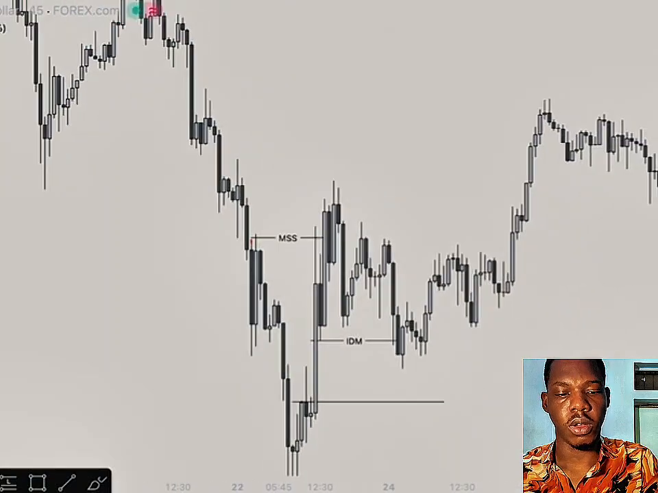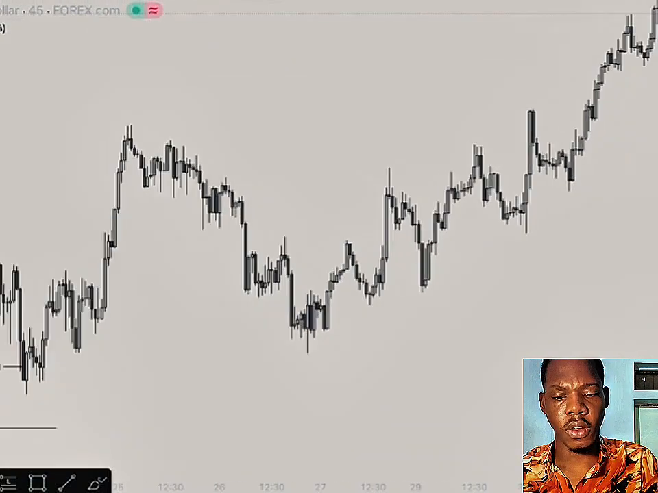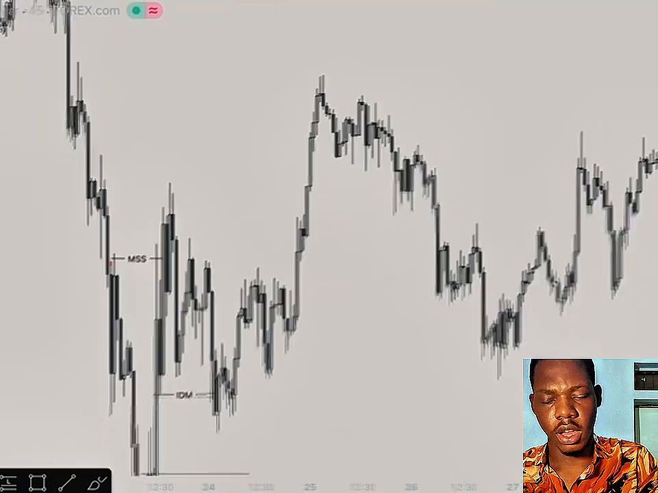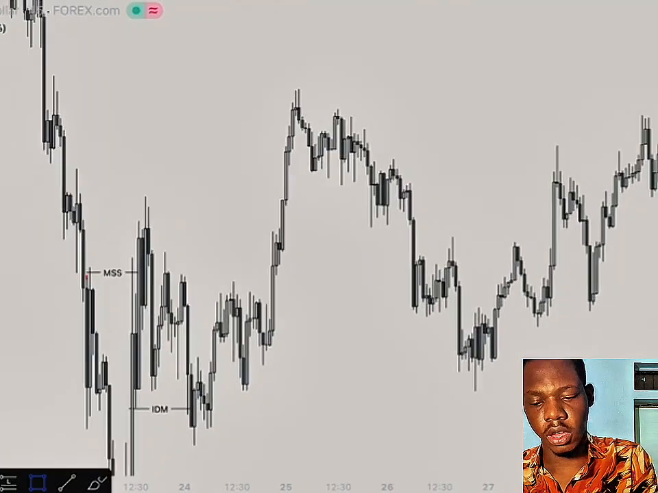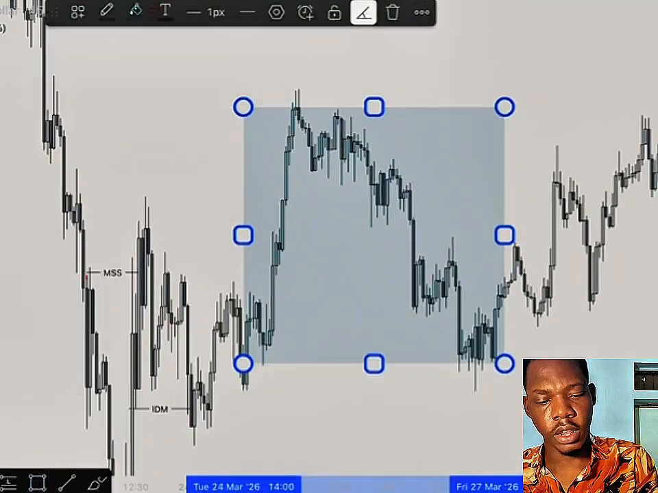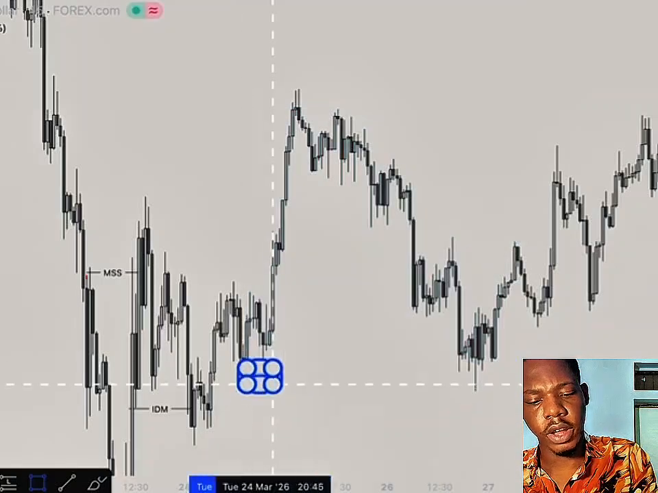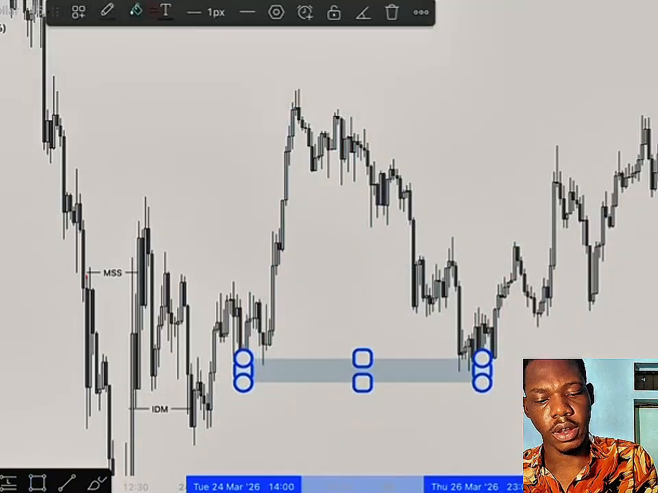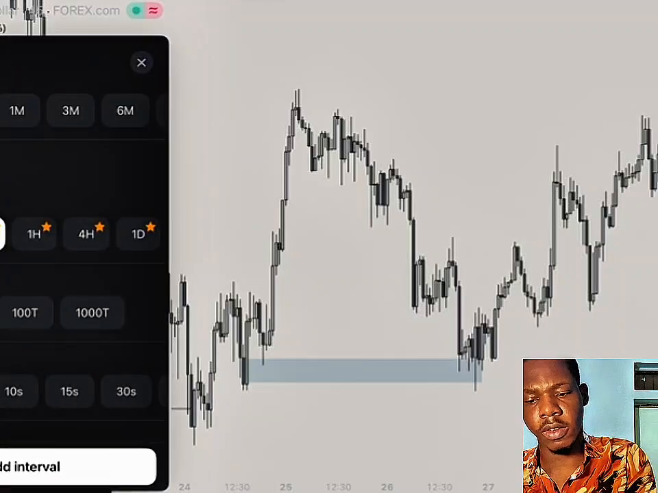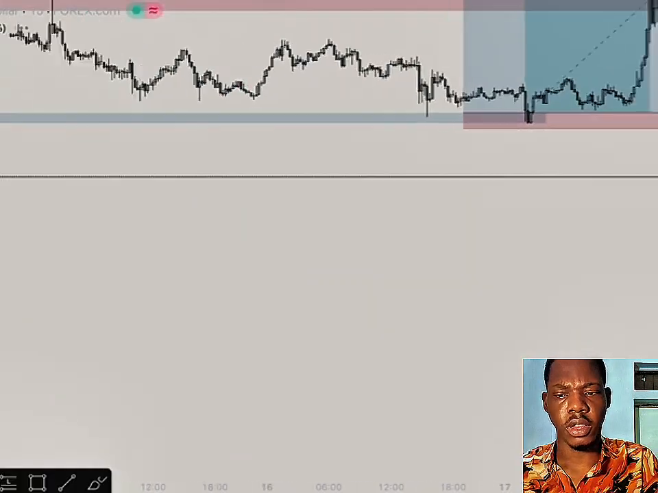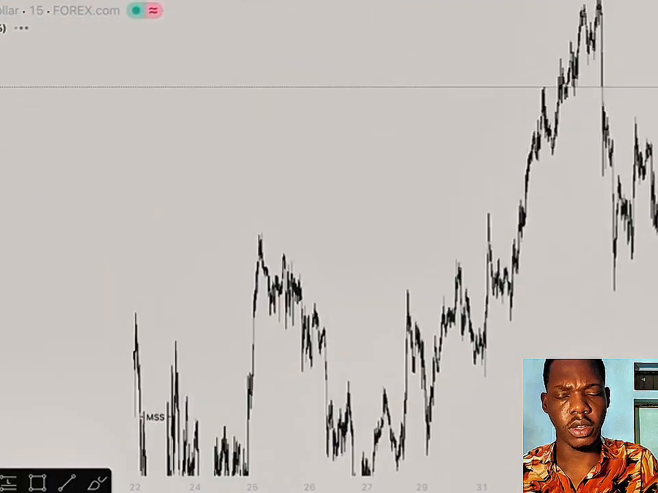So another area is this right here, as well as this out here. So price is currently reacting up from this level here. So let's go over to the 60 minutes time frame to look for these reversals as well.